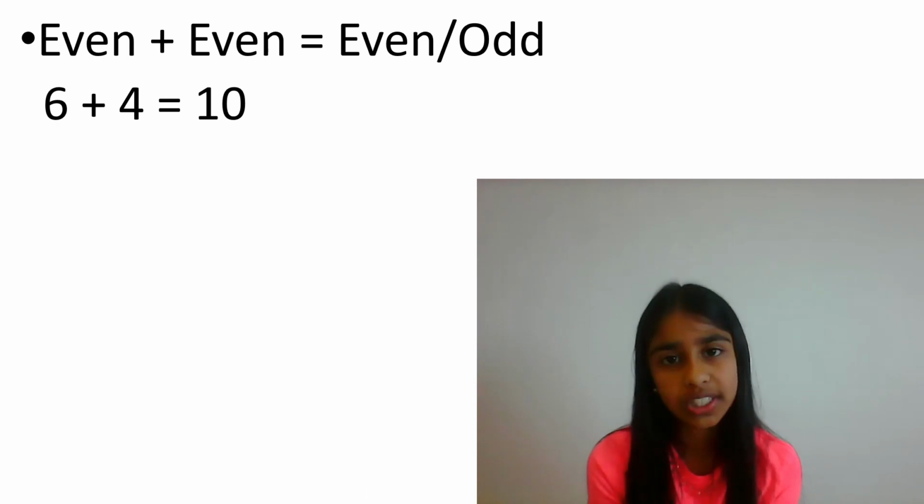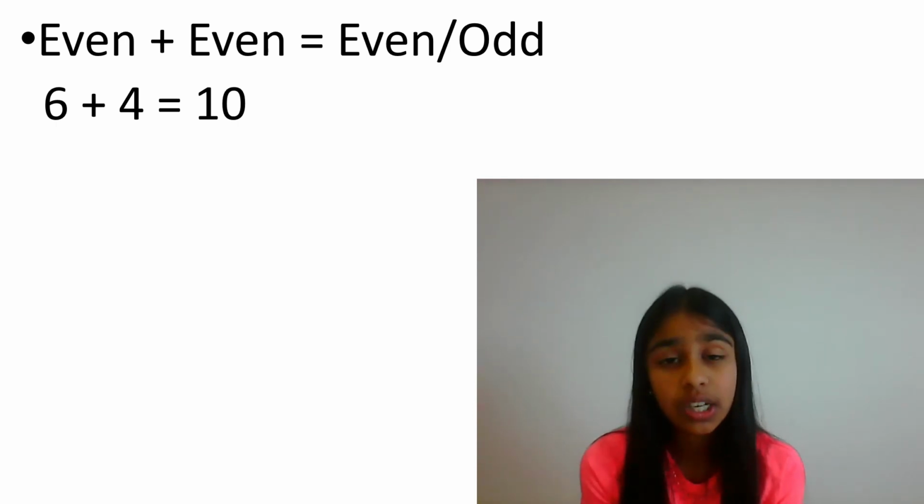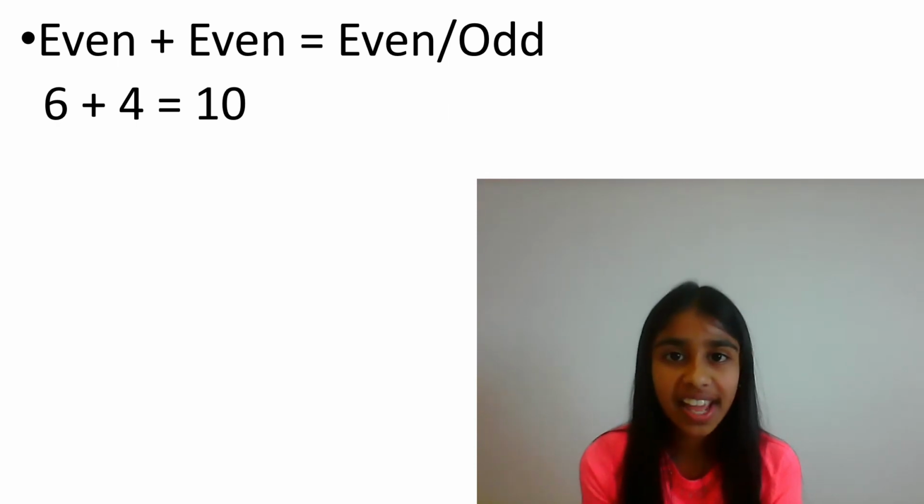Then we look at the last digit to see if 0 is an even number. Remember, even numbers always end in 2, 4, 6, 8, and a 0. And 10 ends with 0, so it's an even number.